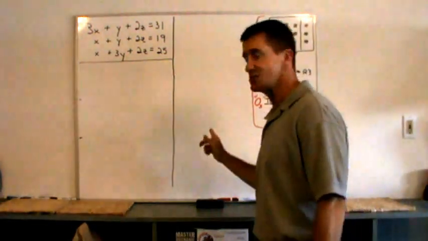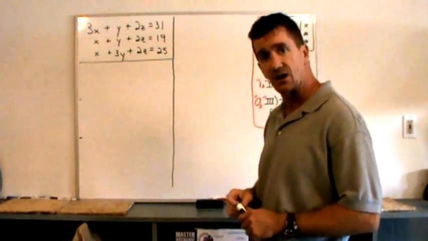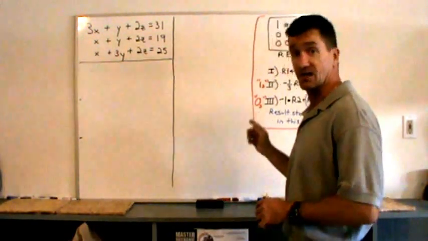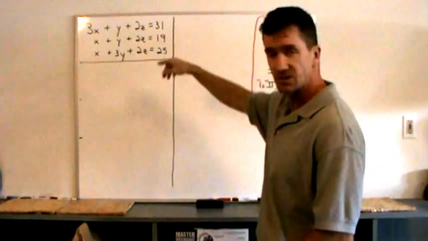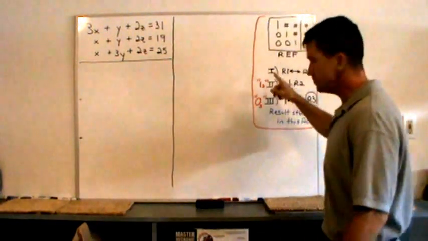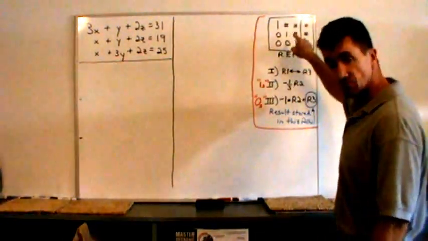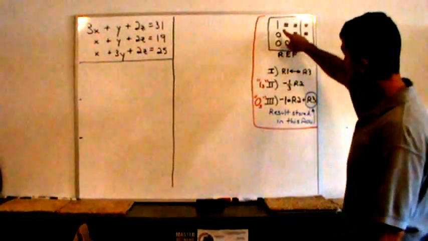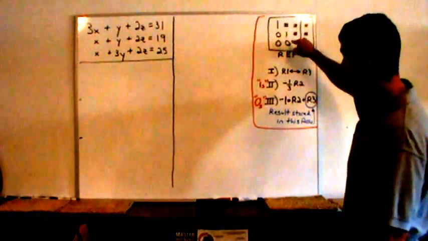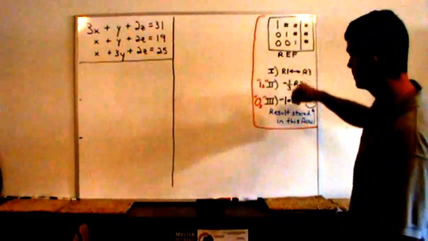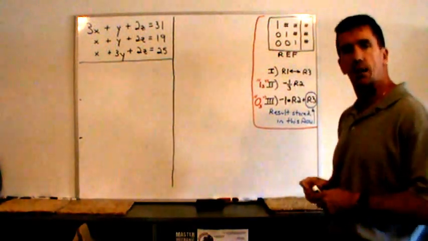Everyone, in this video we're going to solve this system of equations by Gaussian elimination with back substitution. We're going to turn this into an augmented matrix. Our goal is to make it in row echelon form, which is just a leading one in each row, as it appears right here. And we'll use the three row operation rules.